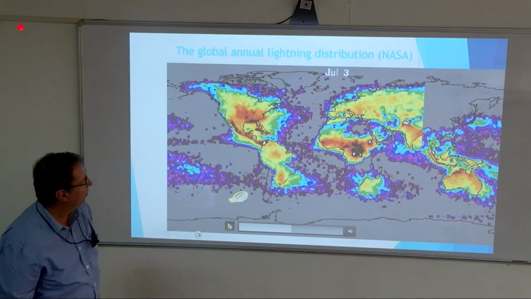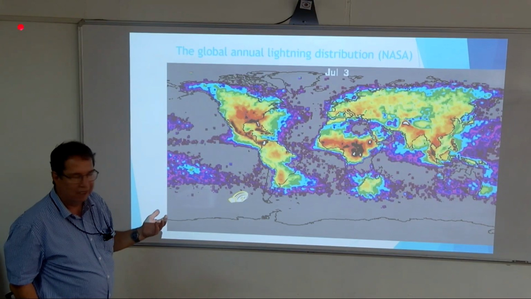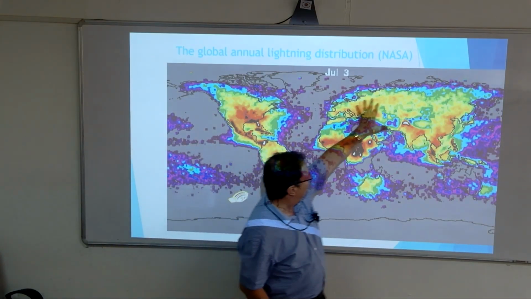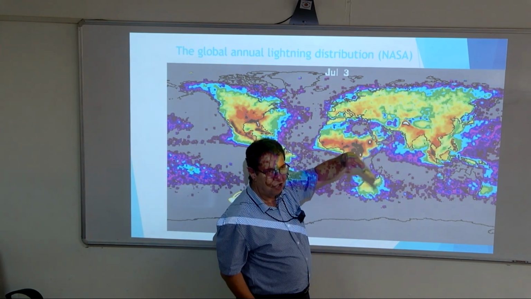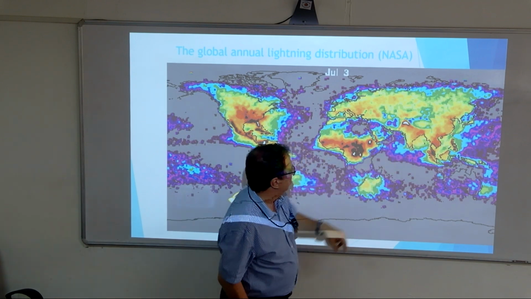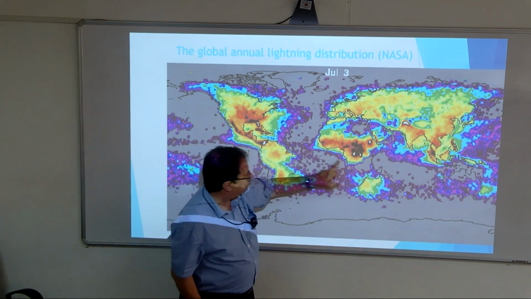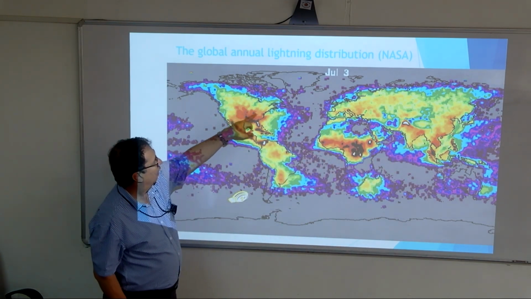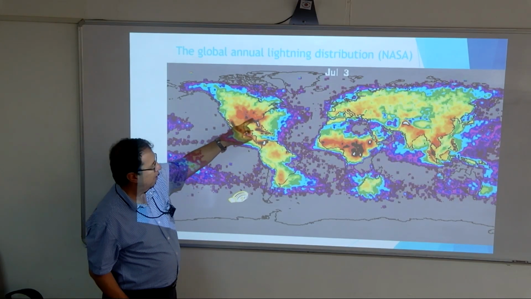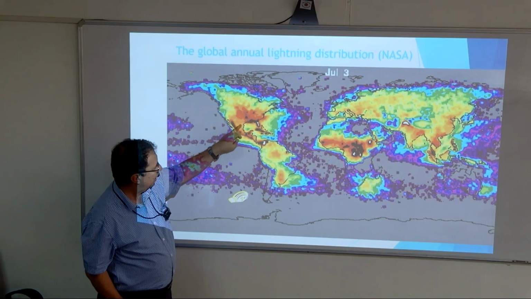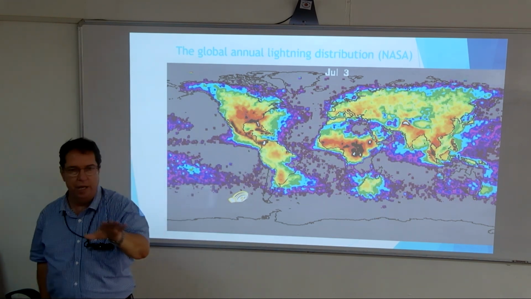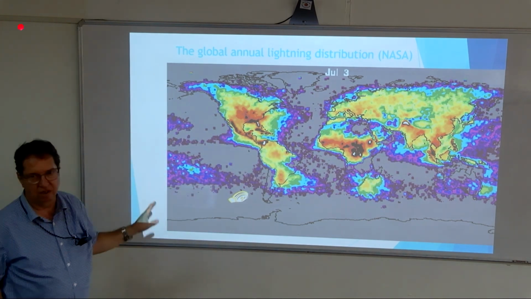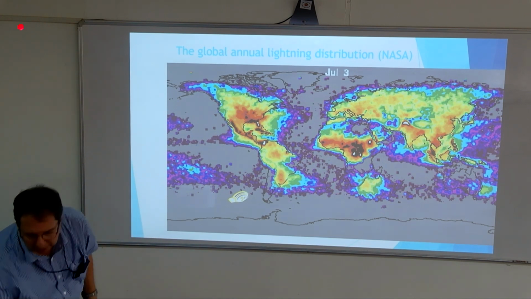Okay, July. So in July, you obviously know this, Asia is becoming a major thunderstorm generator, and also, of course, India, Central Africa, and the Caribbean, south of the United States, Central America, and the Amazon basin, which is always pumping huge amounts of lightning.